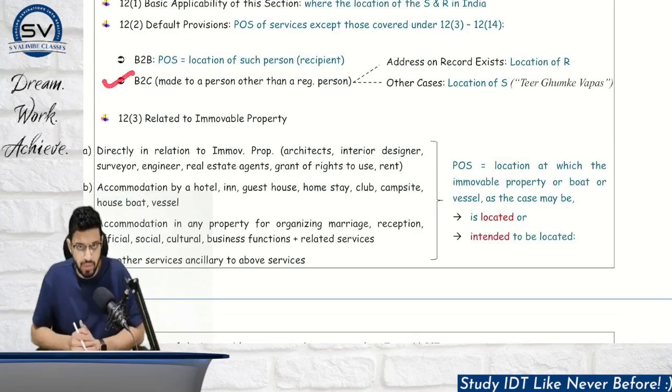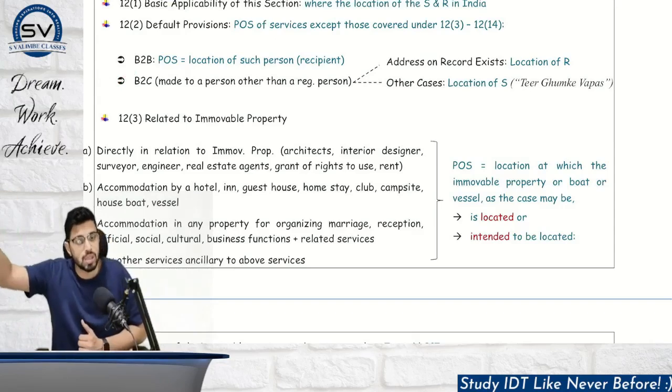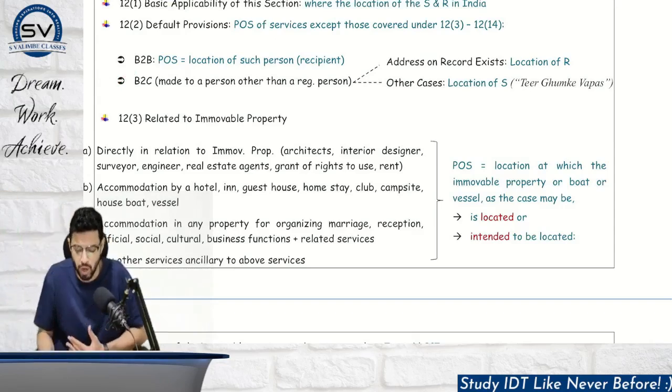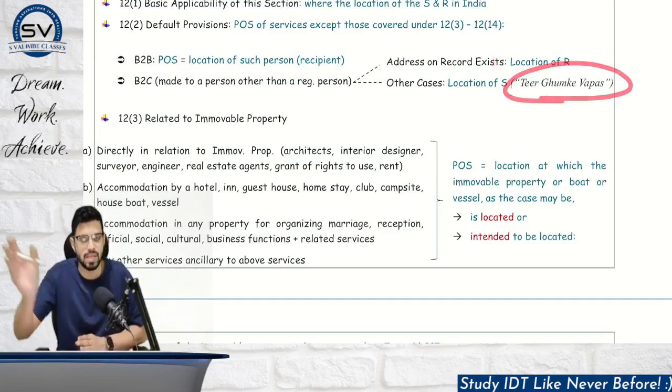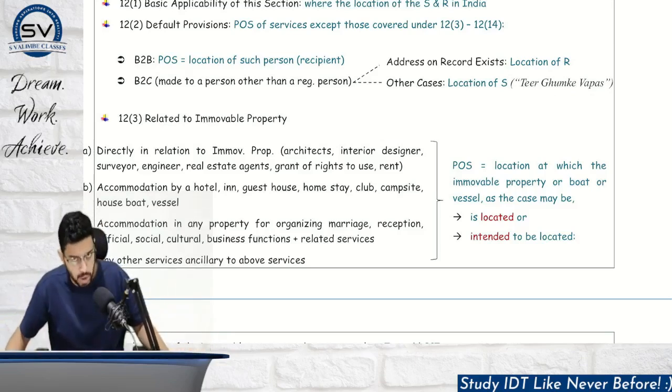If it is a B2C transaction, meaning a transaction by a GST registered person to someone who is unregistered, now you have to check two conditions. First, a question you have to ask: does an address on record exist for the recipient? If yes, that location will be the place of supply. If not, we come back around, basically we don't have any other location. So in that case, the place of supply shall be the location of the supplier.